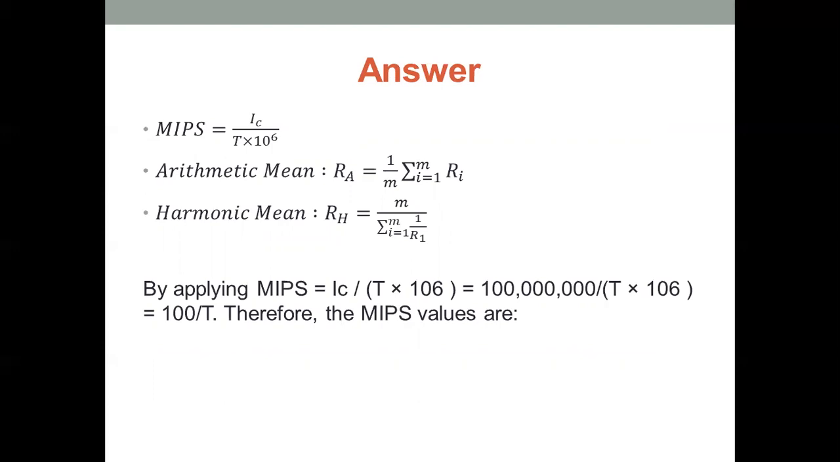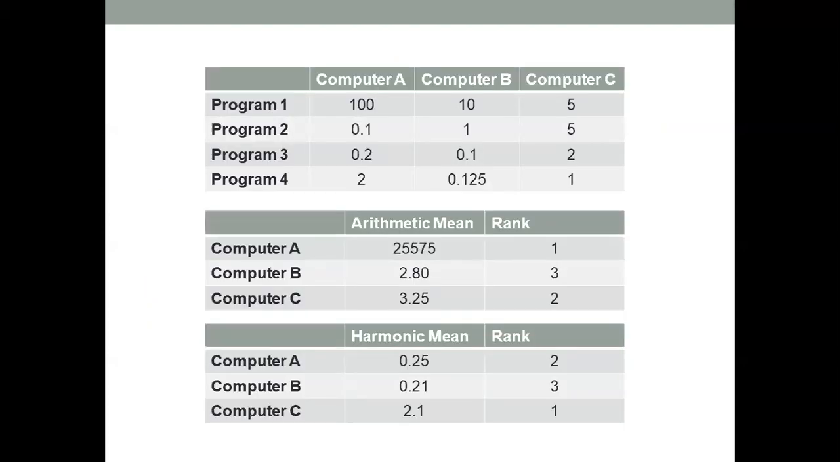So by applying MIPS, IC divided by T multiplied by 10 to the power 6, we get 100 million divided by T multiplied by 10 to the power 6, which equals 100 divided by T. Therefore, the MIPS values are like this. According to those formulas, I got several values for each program and each computer.